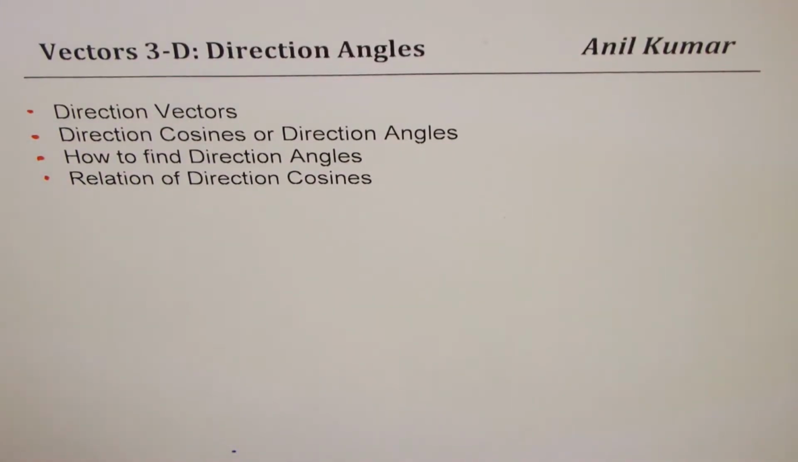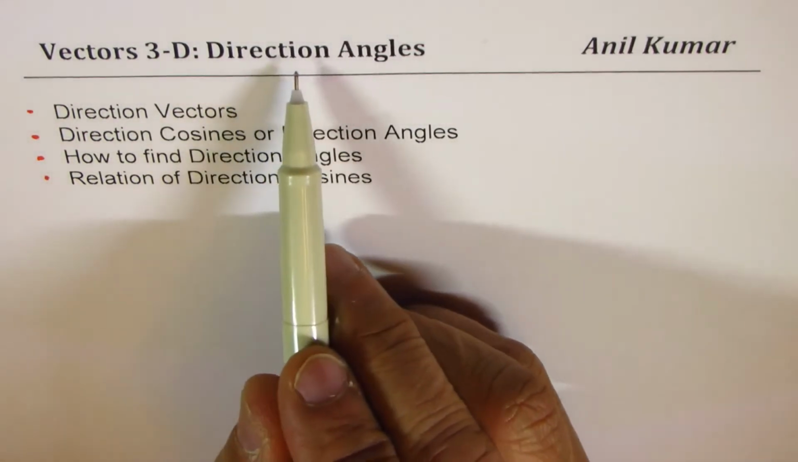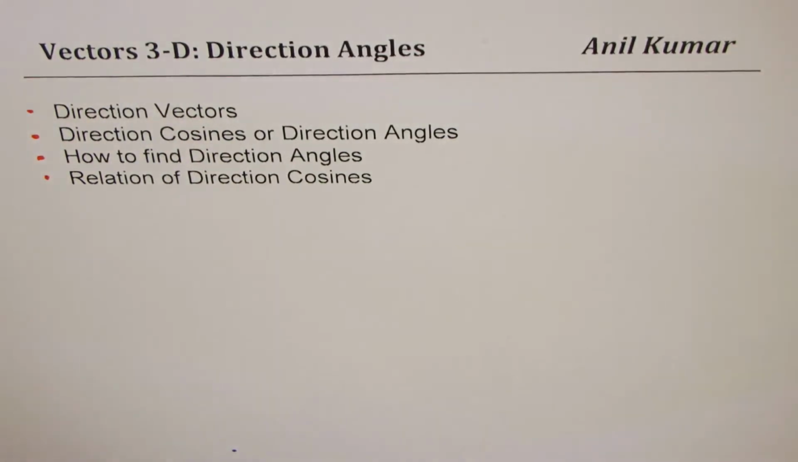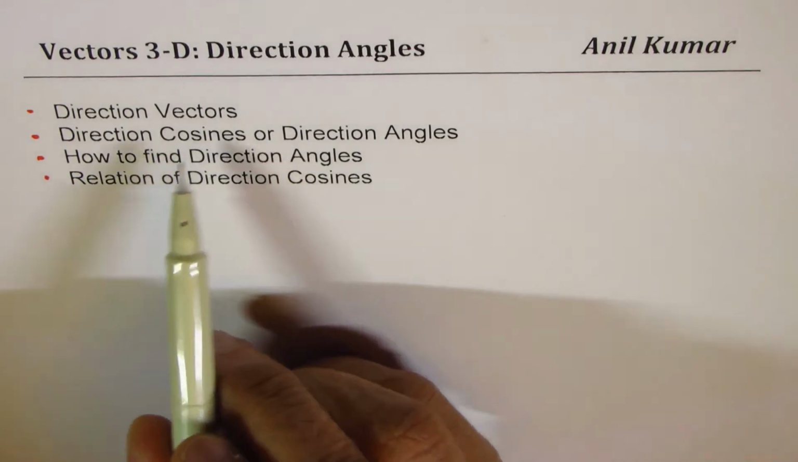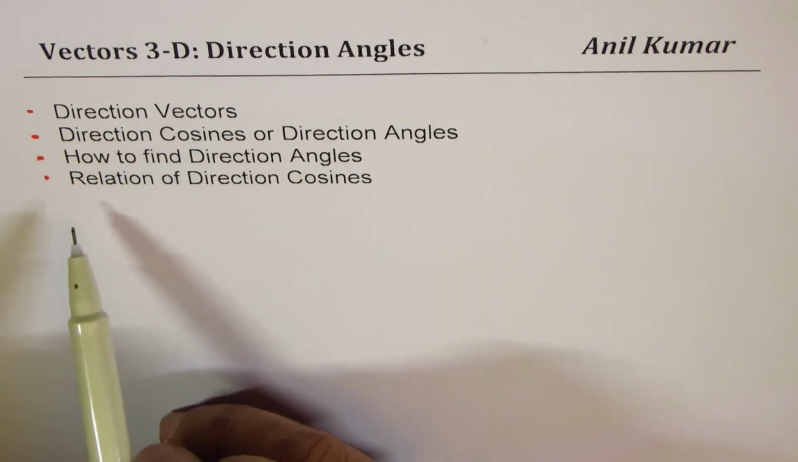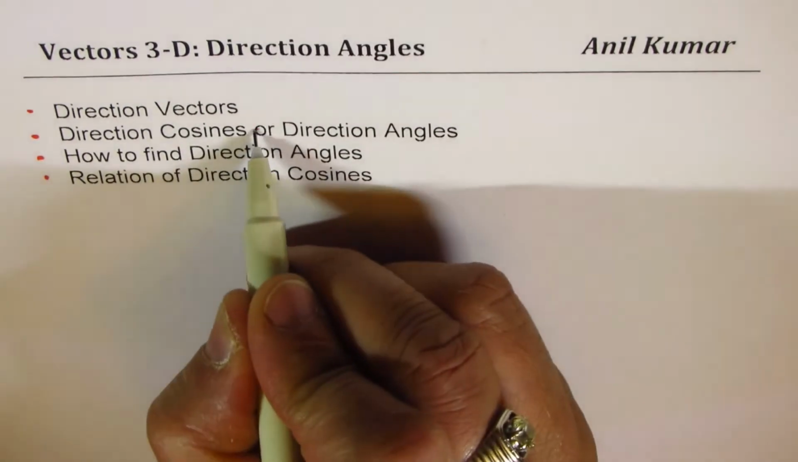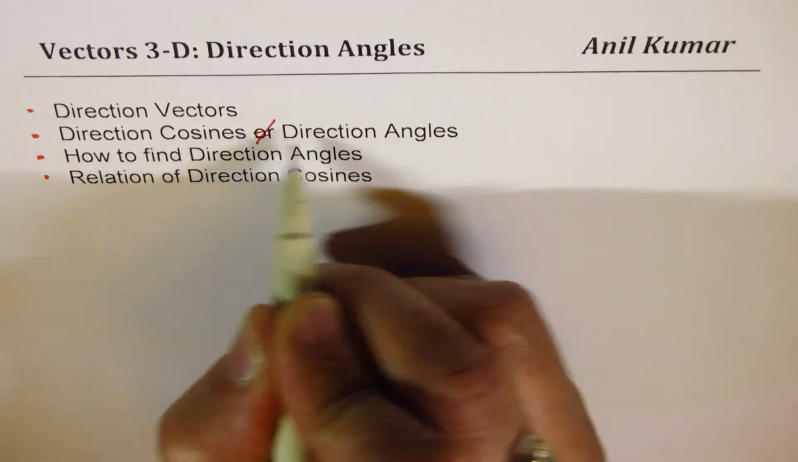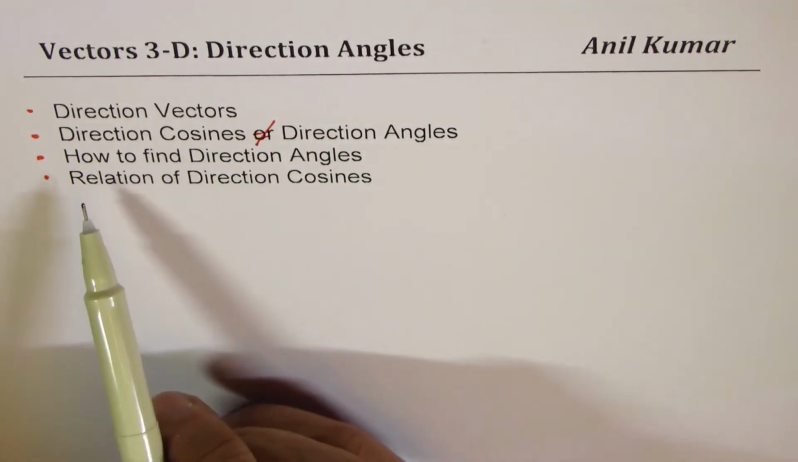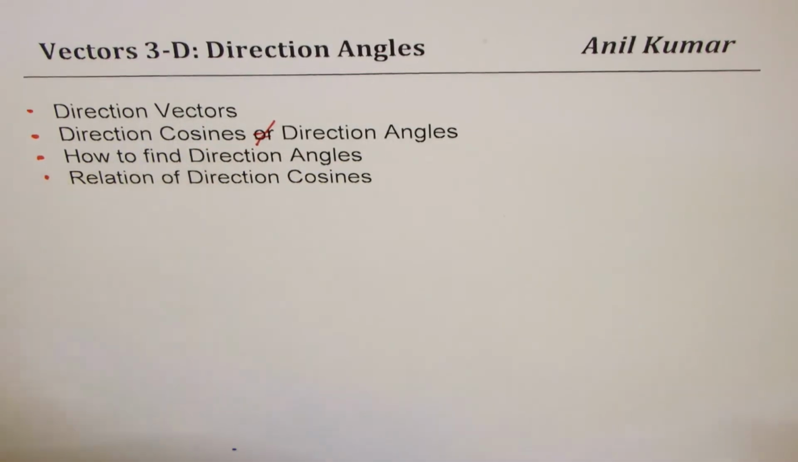I'm Anil Kumar. This video is for my student Anna, who wants to understand these terms which are related to direction and vectors. There are actually four terms which you come across. One of them is called direction vectors. Then we have direction cosines and we have direction angles. They're not the same thing, right? They're different things. These are the terms which confuse some students at times.